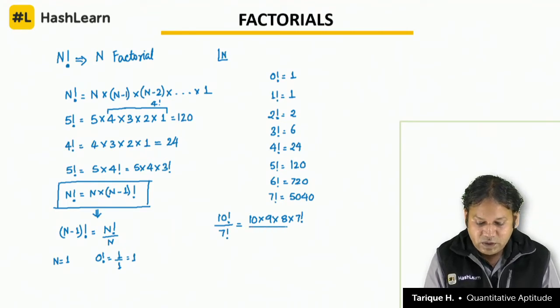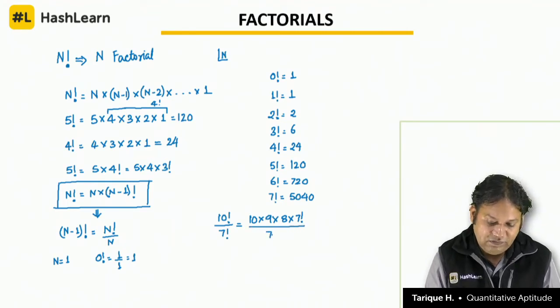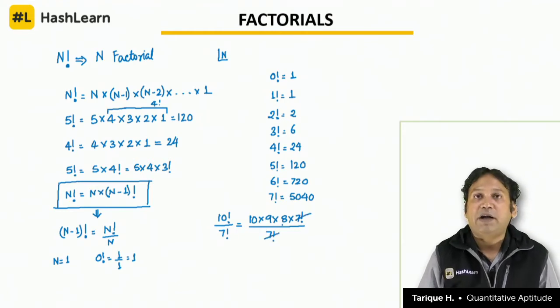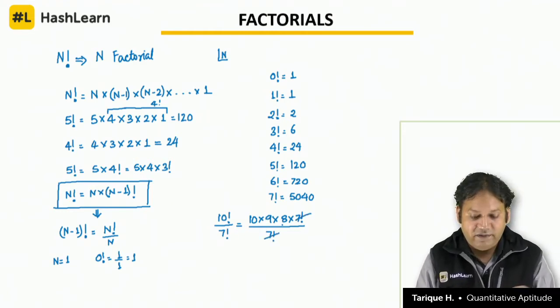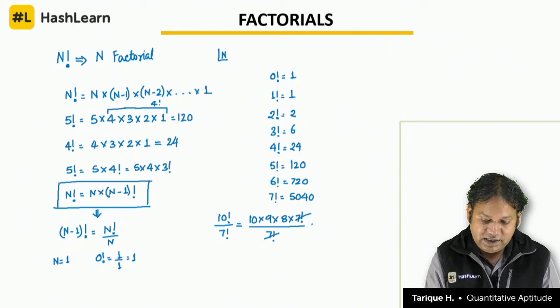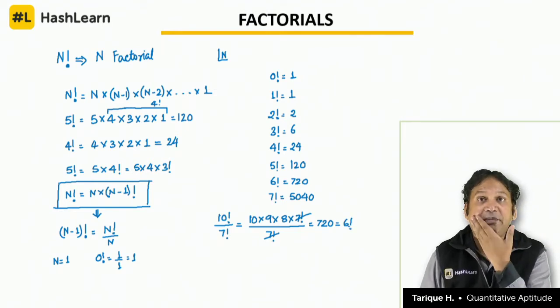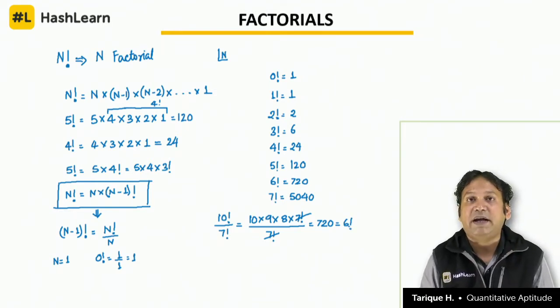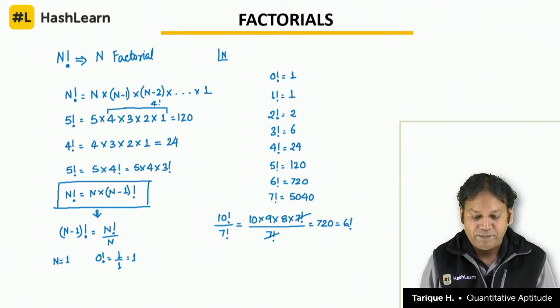Now this we are doing so that we can cancel the factorial in the numerator and denominator. Factorials can be cancelled only when the value is same. So we have 7 factorial divided by 7 factorial, we can cancel them, and what is left is 720, and incidentally 720 is equal to 6 factorial, right. So 10 factorial by 7 factorial becomes equal to 6 factorial. This concept we must understand.